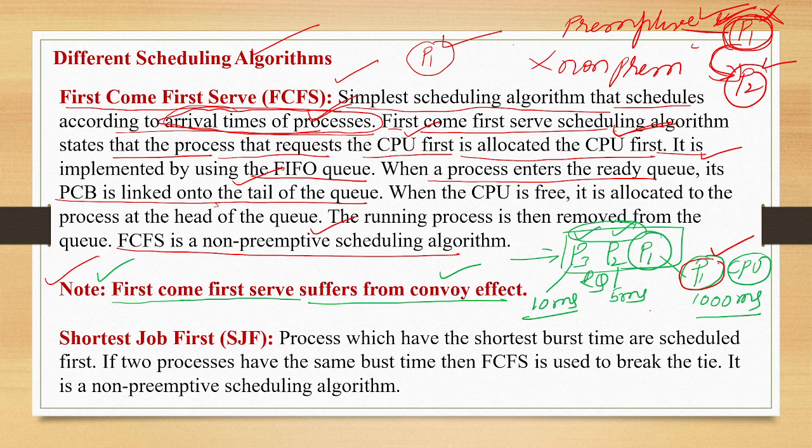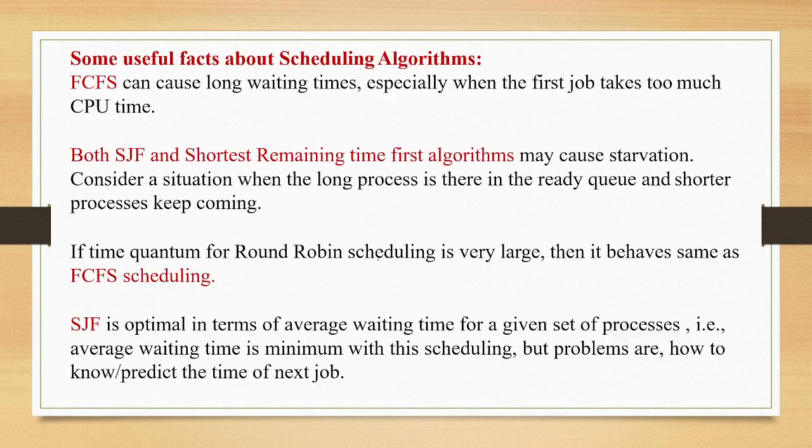We cannot preempt the CPU from process P1. Process P1 came first, that's why we allocated the CPU first. It is non-preemptive. Process P1 will execute for 1000 milliseconds, and P2 and P3 are waiting for 1000 milliseconds. It is like a convoy. Convoy means the first vehicle moves, and only then can the next waiting vehicles move. Otherwise they should wait. This is the convoy effect. Try to remember this word. Now I will explain an example for this.